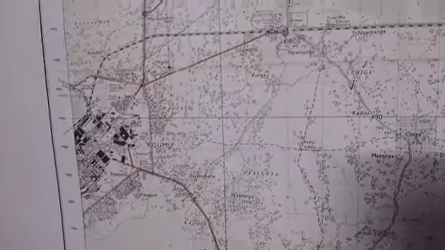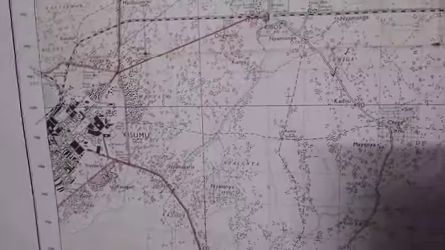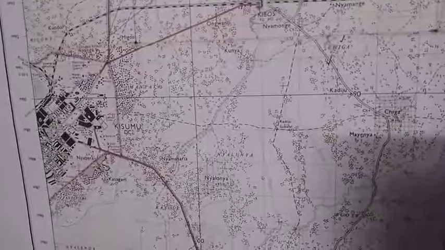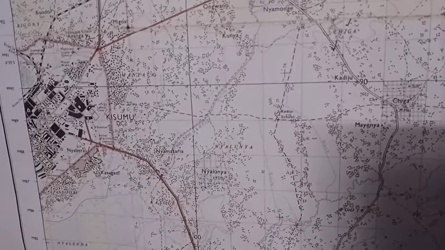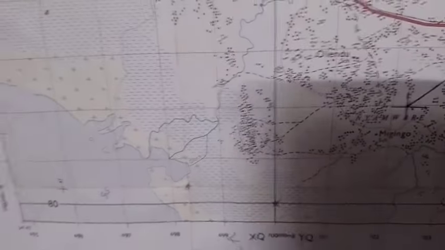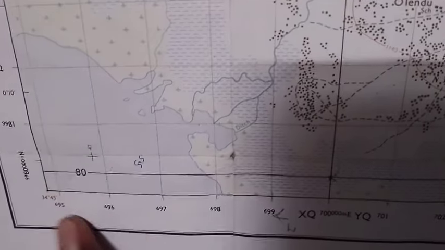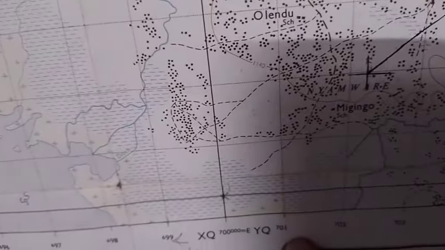Next was name 3 man-made features in grid 0193. So this is a 4-figure grid reference, 0193. Then you have to name the man-made features. So you come on the grid, so you read across the corridor, up the stairs. So we have 95, 96, 97, 98, 99. Then this is 0. So we want the 0, 1, up to 93.